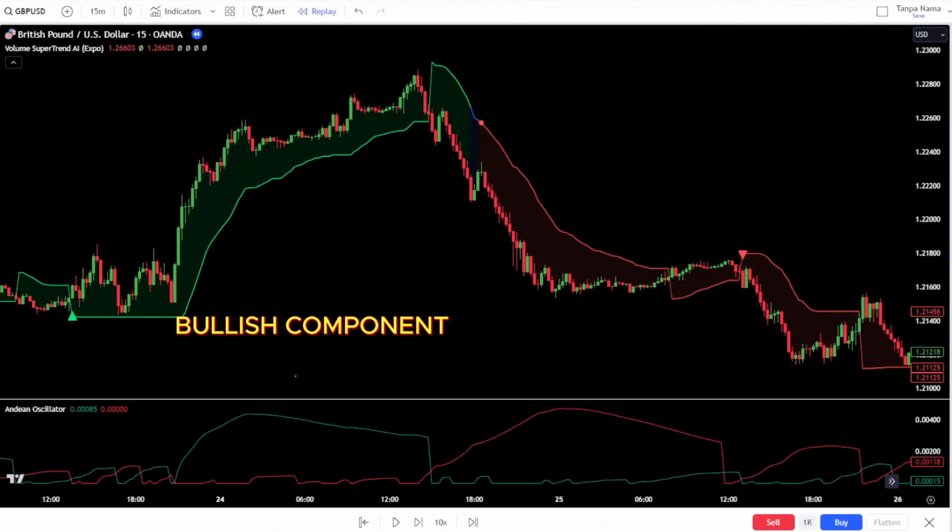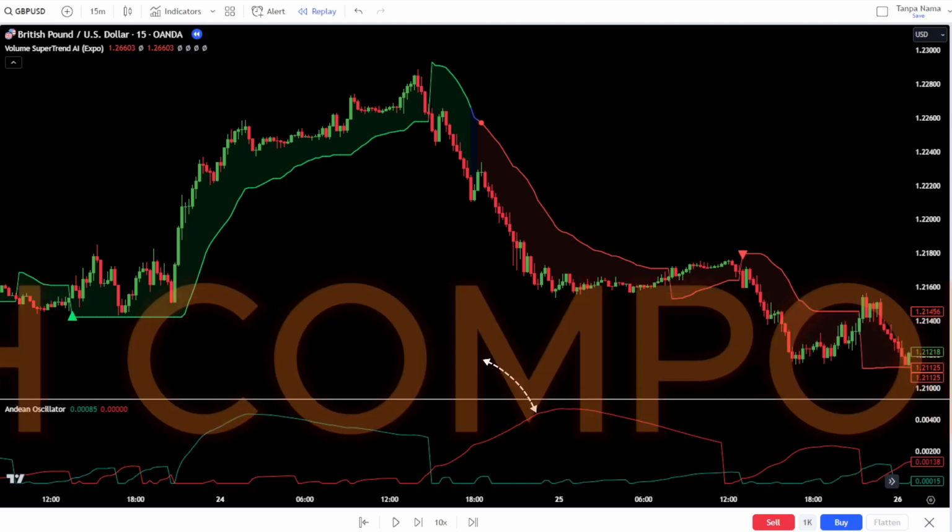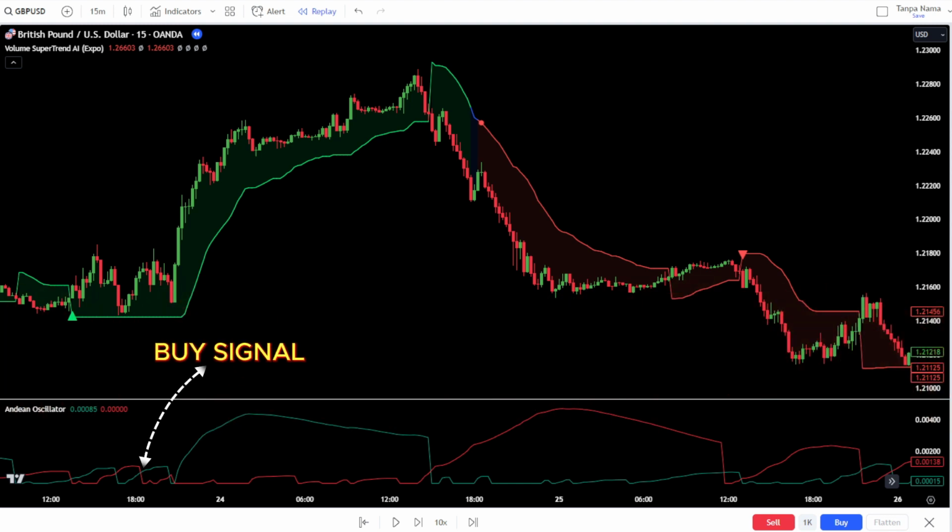The green line on this Andean Oscillator is the bullish component line, while the red line is the bearish component line. So, if the green line crosses the red line upwards, it is a buy signal. Conversely, if the red line crosses the green line upwards, it is a sell signal.